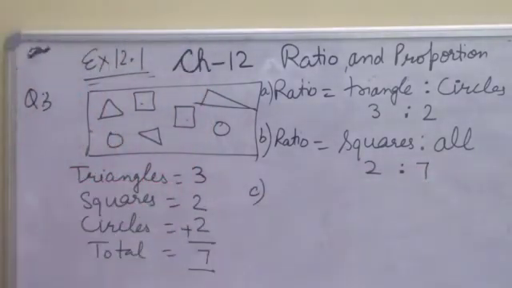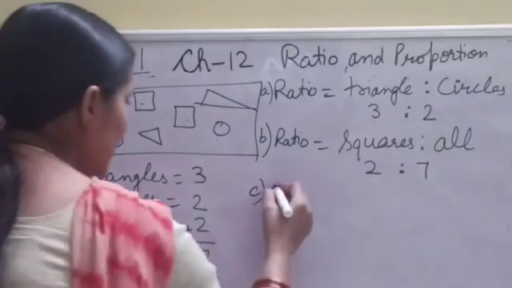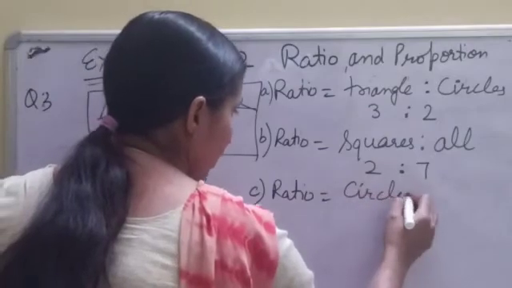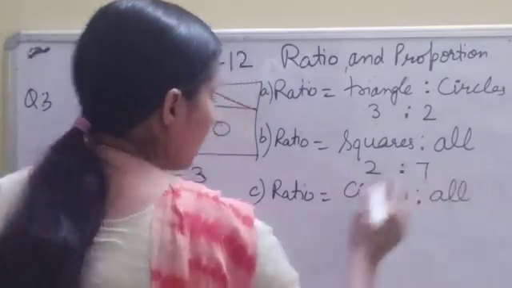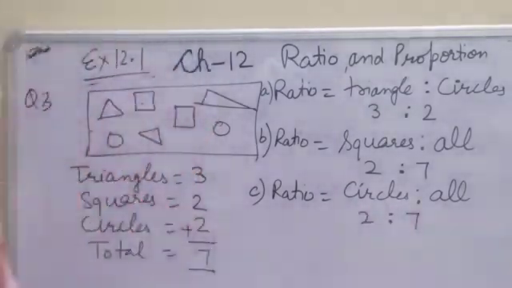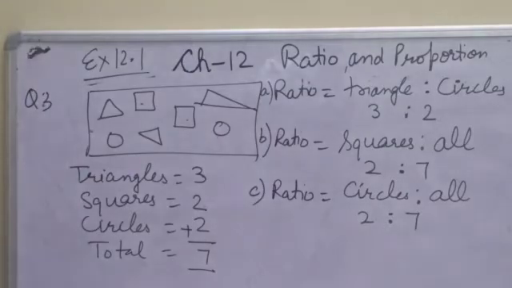Then in part C, the number of circles to all we have to compare. So circles are 2 and the total is 7. As cutting is not possible, that will become our answer. So this is your question number 3.